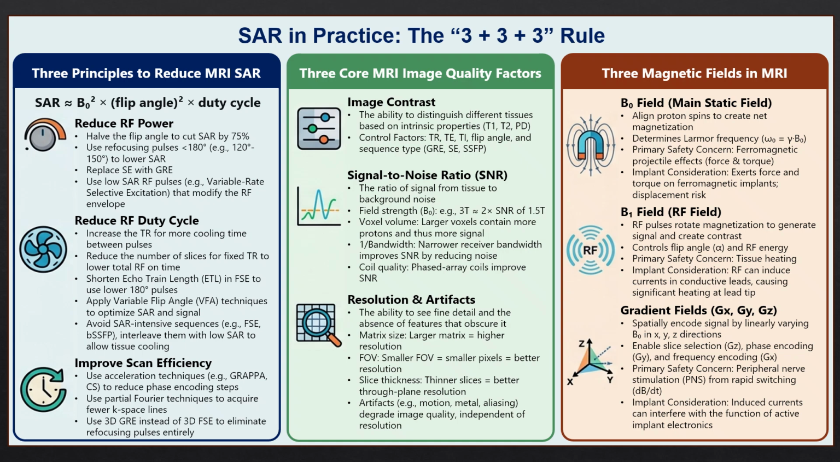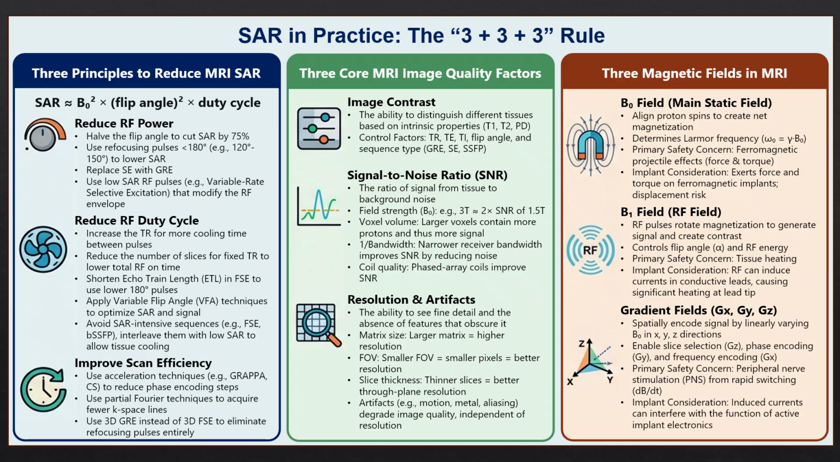Second, 3 core image quality factors: image contrast, signal-to-noise ratio, and spatial resolution. These depend on parameters such as TR, TE, matrix size, slice thickness, and field strength, and they always trade off with SAR.